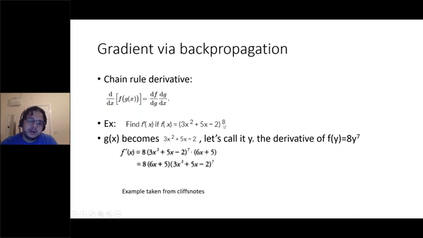The derivative of f with respect to y is 8y to the 7, because y becomes one variable: the power comes down and we reduce the power by 1. You remember this? And then we multiply it by the derivative of g with respect to x, which is very simple to compute: 6x plus 5. We replace y by its normal value, and we get the result. And we compute the derivative.